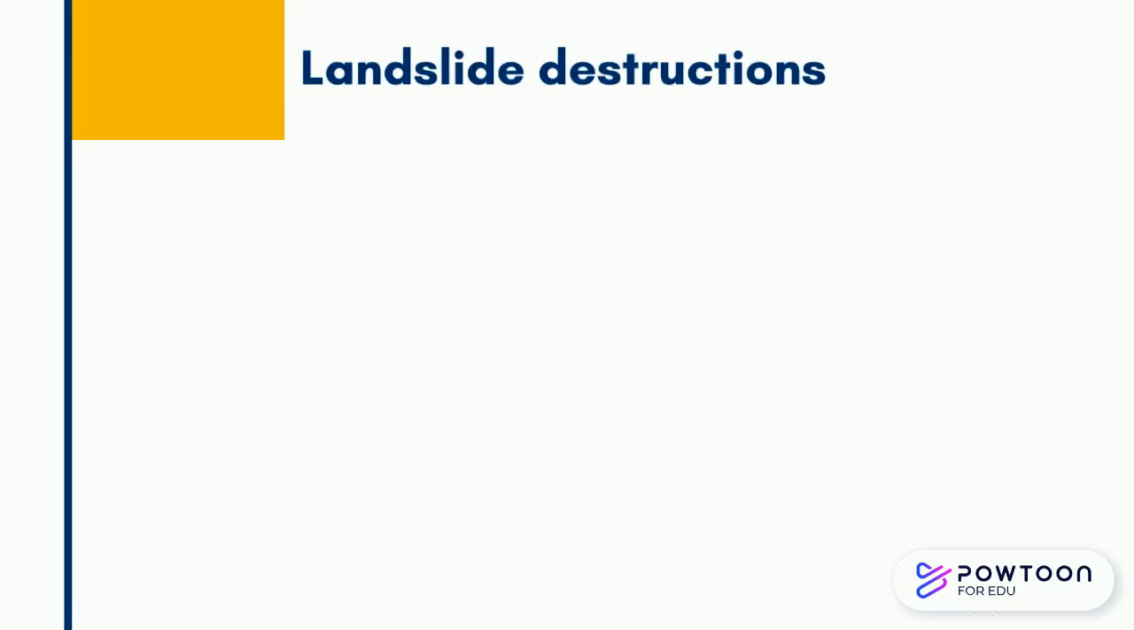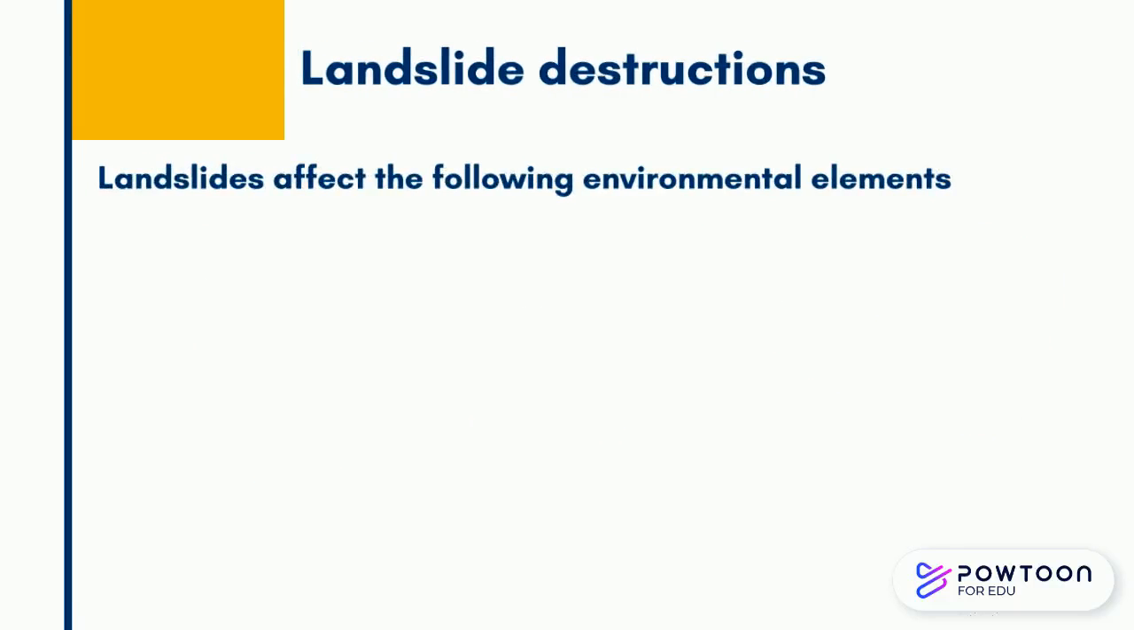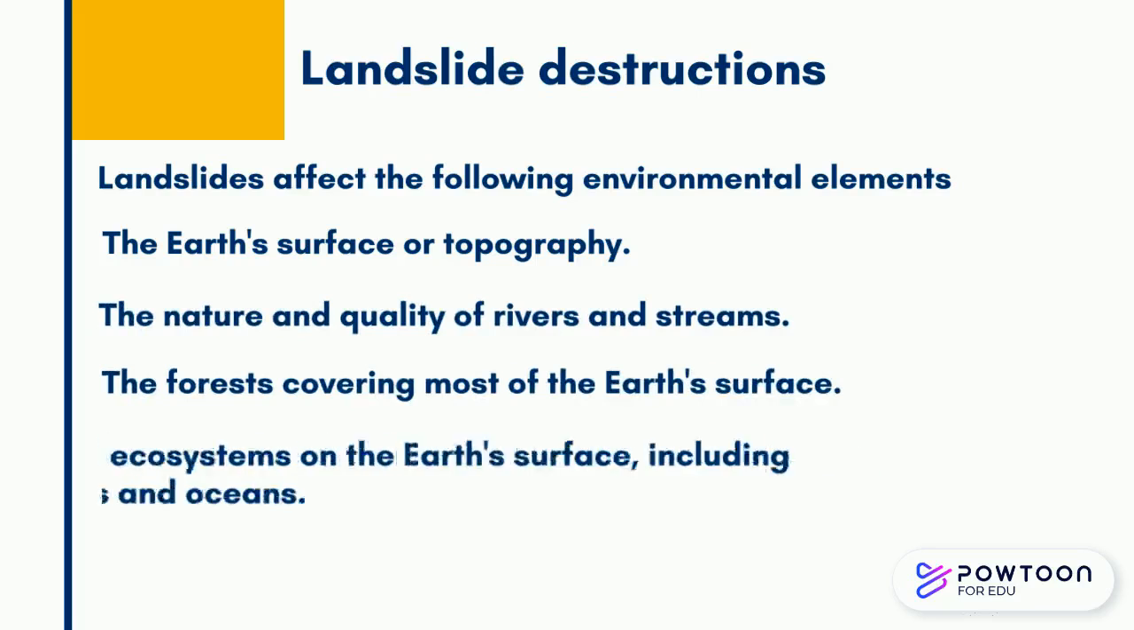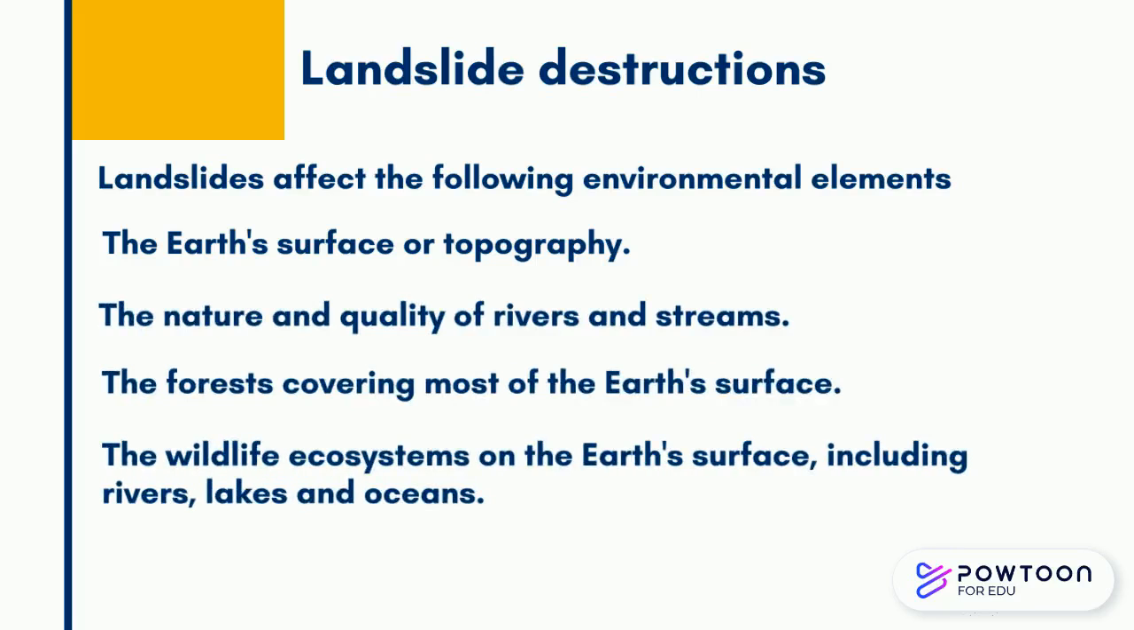Landslides affect the following environmental elements: the Earth's surface or topography, the nature and quality of rivers and streams, the forest covering most of the Earth's surface, the wildlife, and ecosystems on the Earth's surface, including rivers, lakes, and oceans.